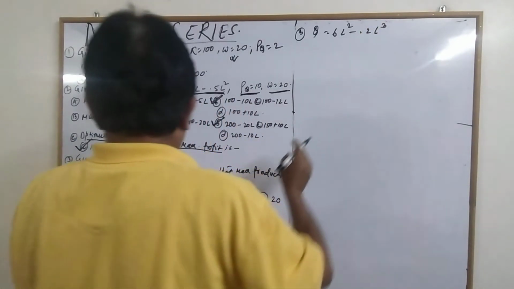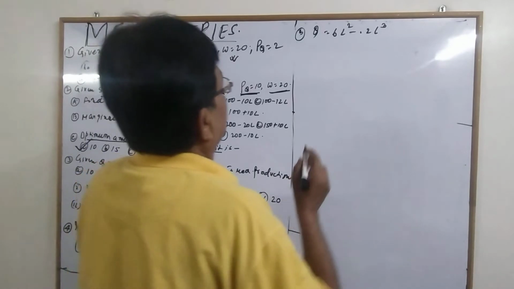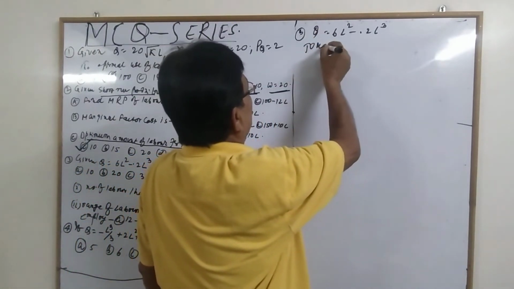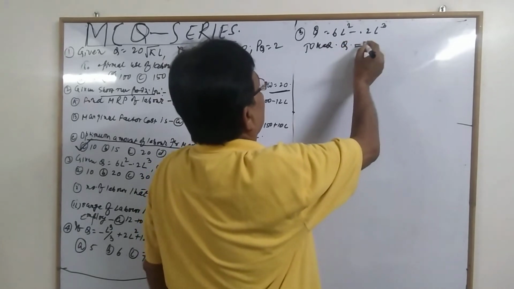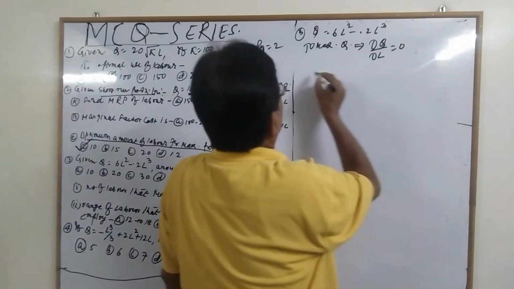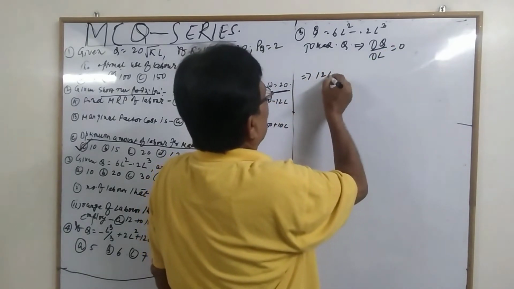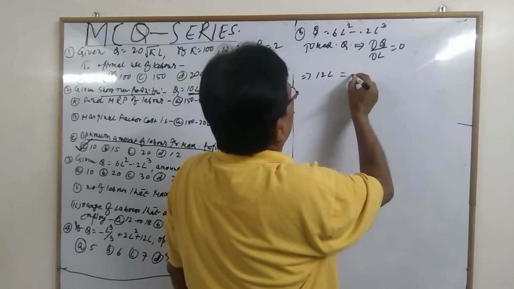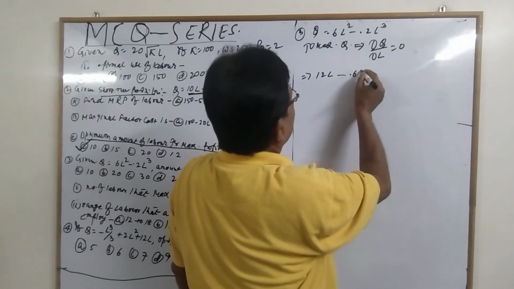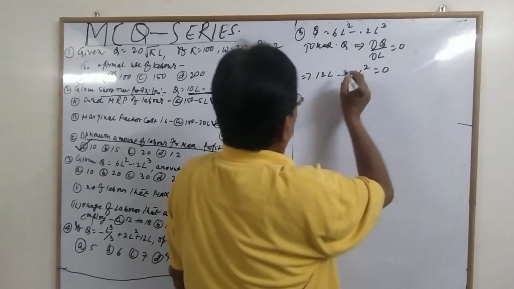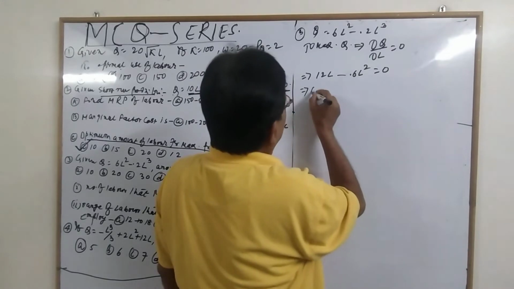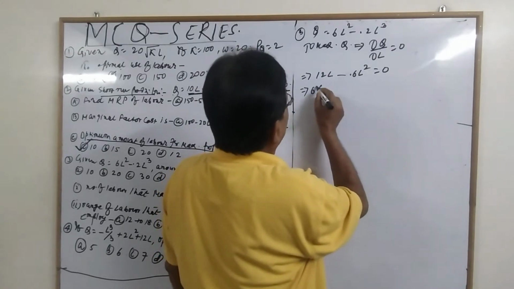For the 0.2L cube production function, we need the amount of labor that maximizes production. So this Q has to be maximized. To maximize production, the condition says that delta Q by delta L must be 0. That is 12L minus 0.6L square equals 0. Now 6L could be taken outside.